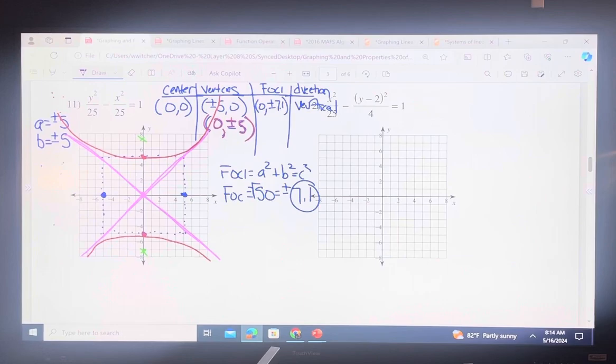All right, last part. The most challenging part is you got to put the asymptotes in. You don't have to worry about trying to spell that word out. It's late in the year. I get it.